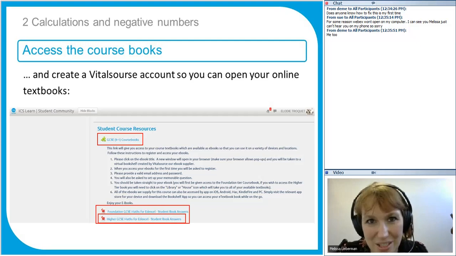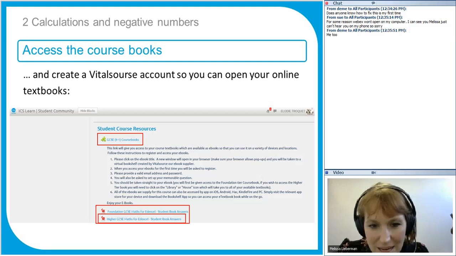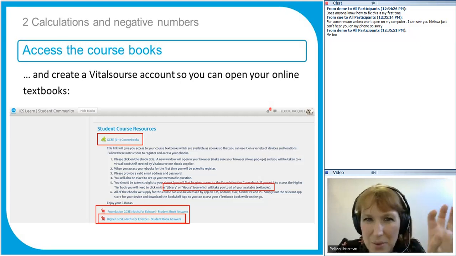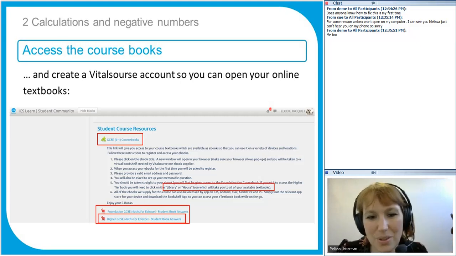Now, I don't know, the writing's very small, but if you open up the textbook, it will open on the foundation tier book by default. If you want to go to the higher tier book, there's a little instruction here. Click on the library or house icon. So there'll be a little house icon in the top left-hand corner, and that will take you to your bookshelf.